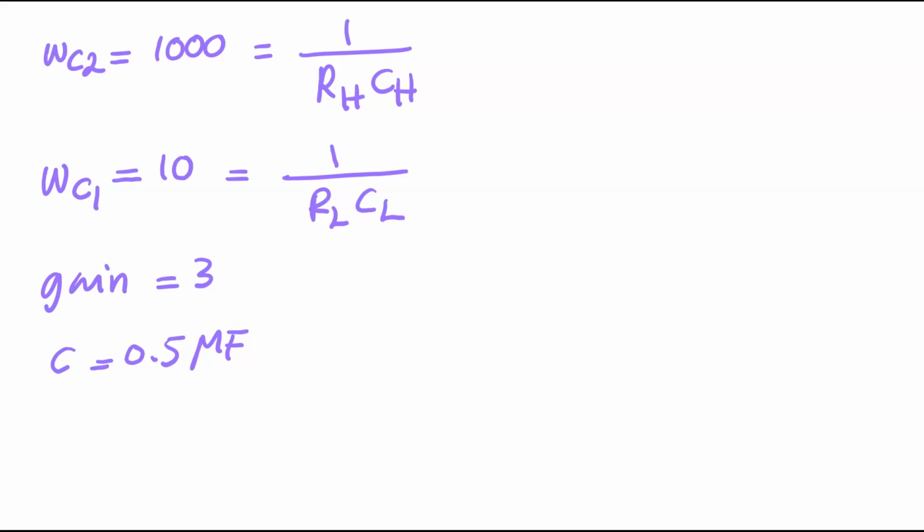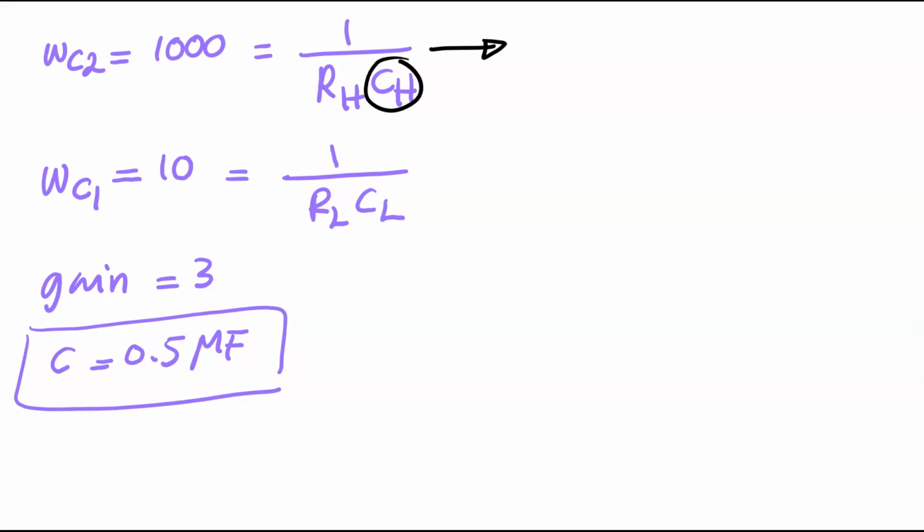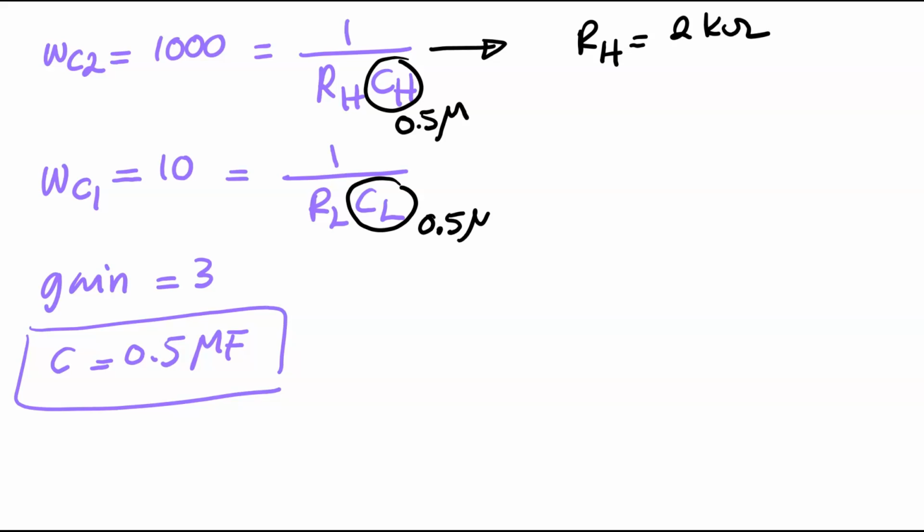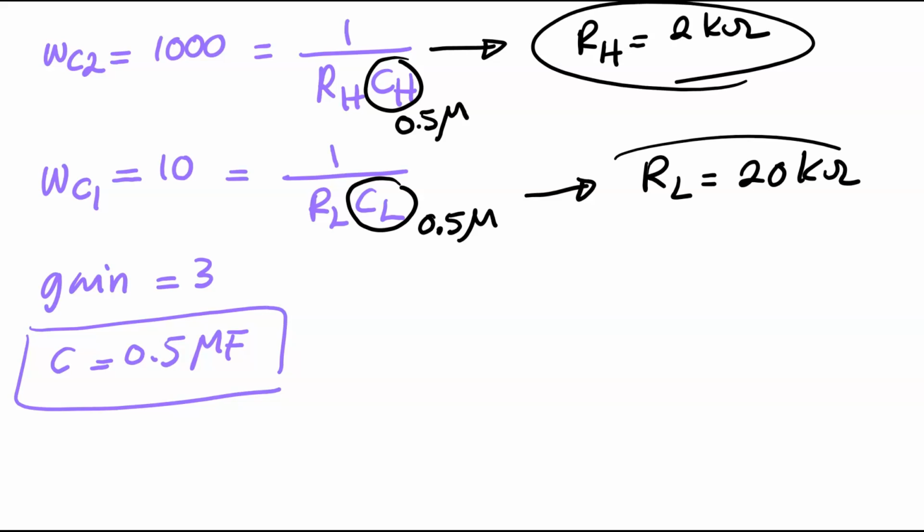The first step is choosing the capacitor value. Here the capacitor value is given. By replacing CH with 0.5 micro, which is my available capacitor, I'm going to have RH equal to 2 kilo ohm. Again, in the second equation, if I replace CL by the available value, which is 0.5 micro, I can find my RL, which is going to be 20K. So here is my RH, here is my RL.